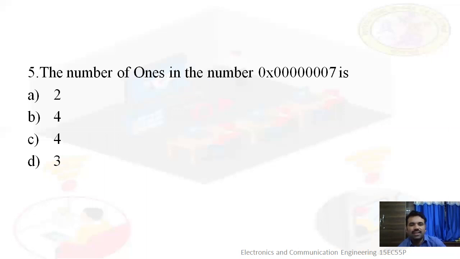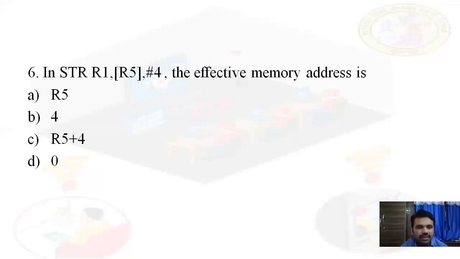The number of ones in the given number, I have used a simple number over there. The binary equivalent of 7 is 0111. It means how many ones are there? Three ones are there. The answer is D. Consider one more instruction. In STR R1, [R5, #4], the effective memory address is? To which memory are the contents of R1 stored? To the memory that is pointed to by R5 itself. So the answer is A.